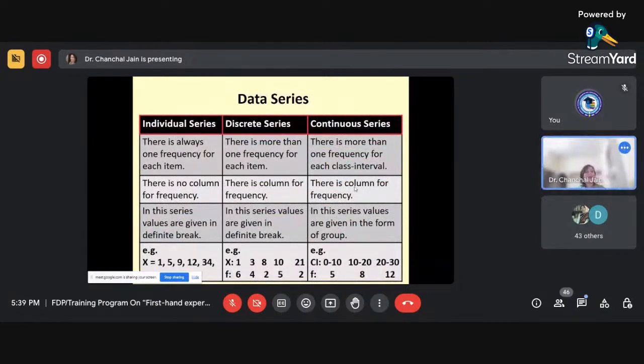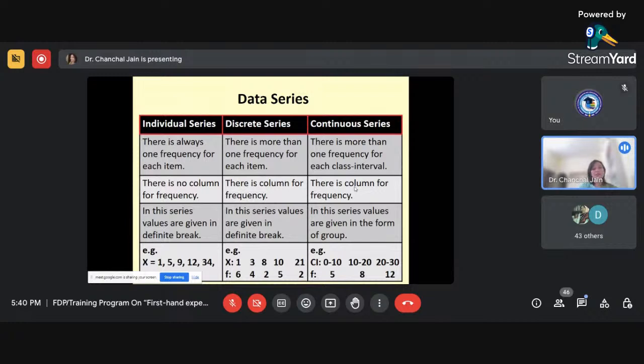Further, moving ahead, I think those who are well versed with statistics and those who have attempted statistics manually know there are certain types of series available in statistics. We can divide the series into three parts: individual series, discrete series, and continuous series.